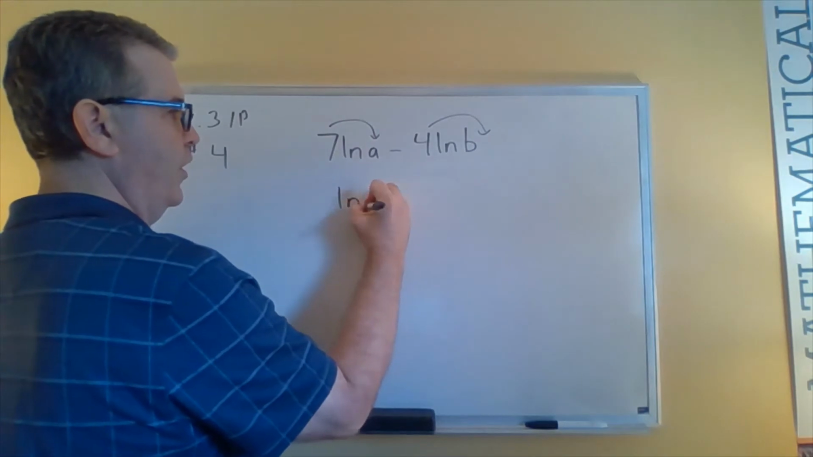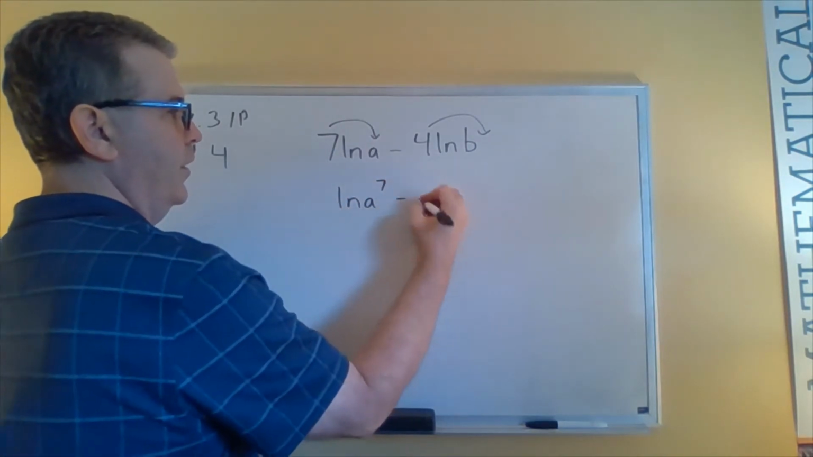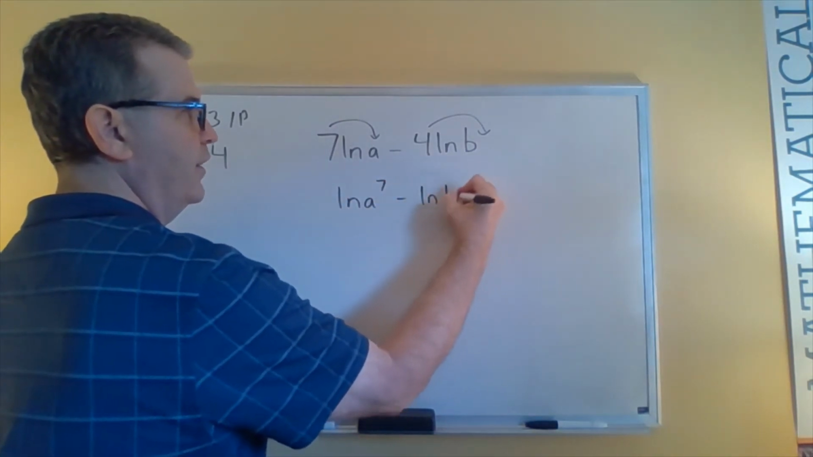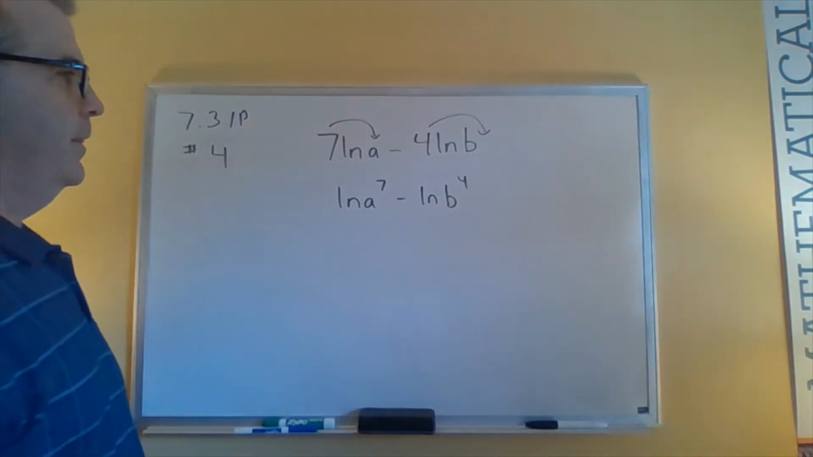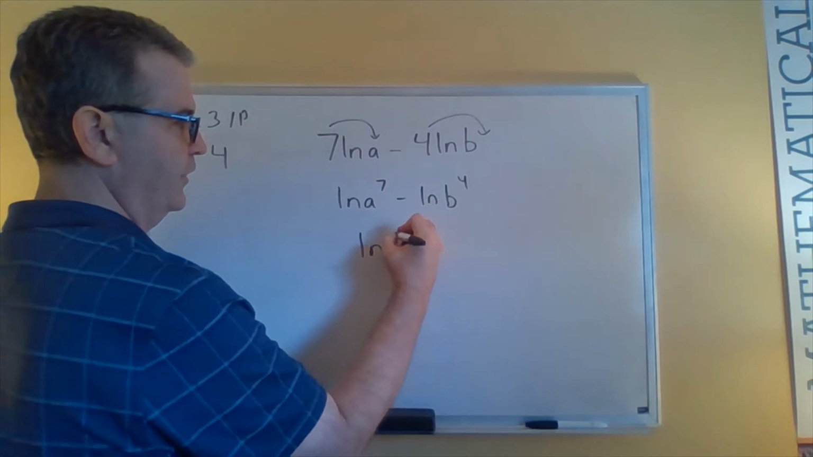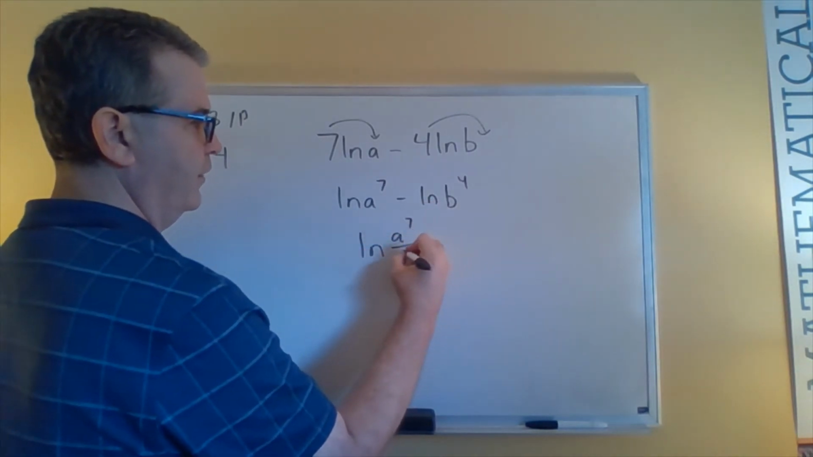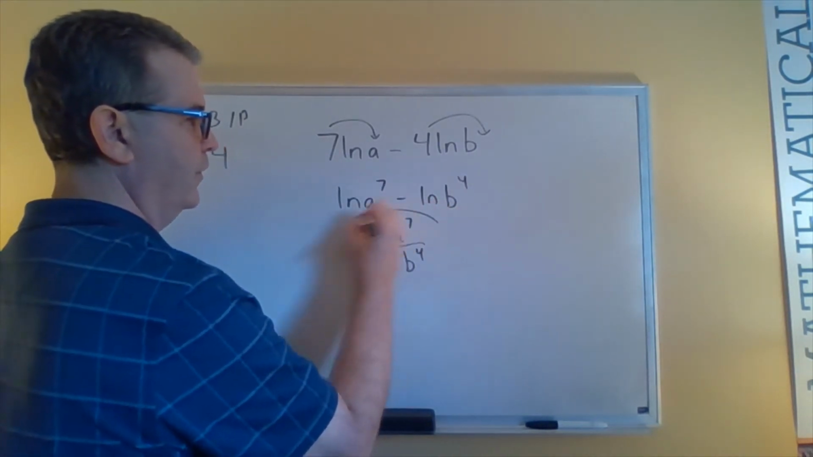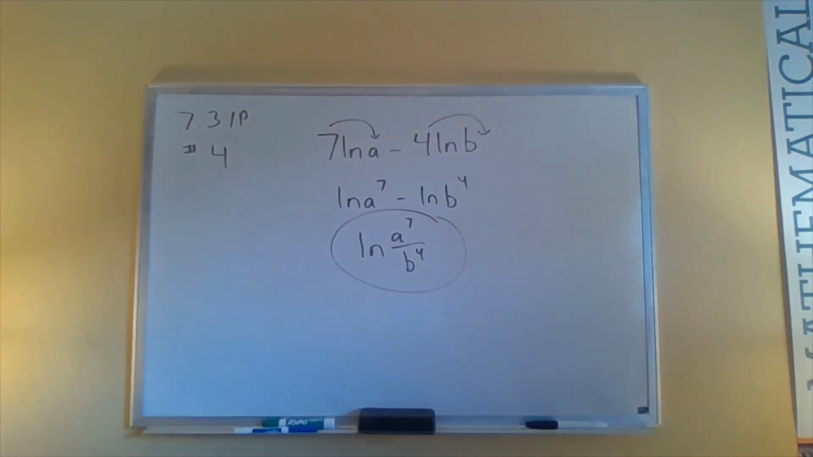I'm going to get the natural log of a to the 7th minus the natural log of b to the 4th. Now I'm going to use that quotient property, and I'm going to get ln, the natural log of a to the 7th over b to the 4th. And there's my answer for number 4.